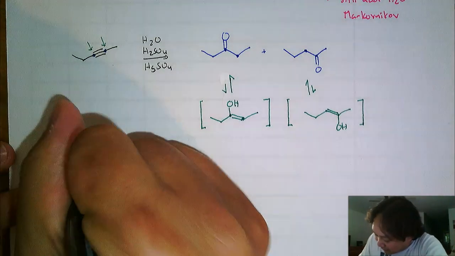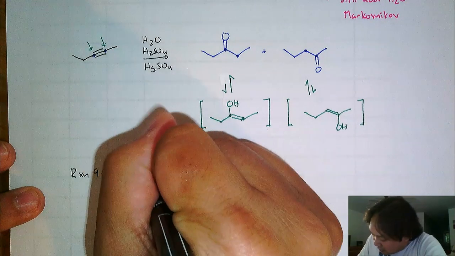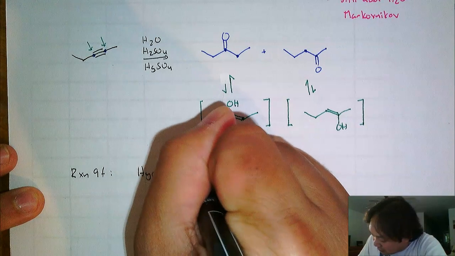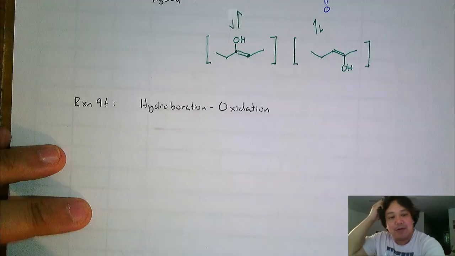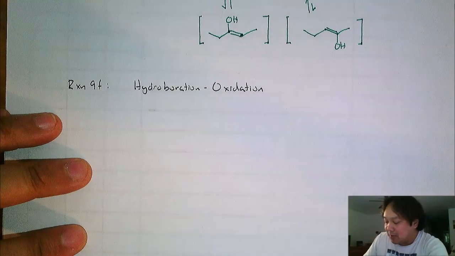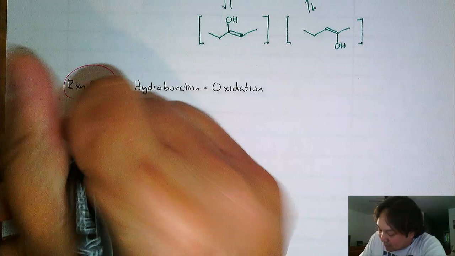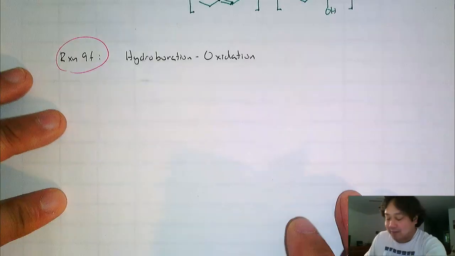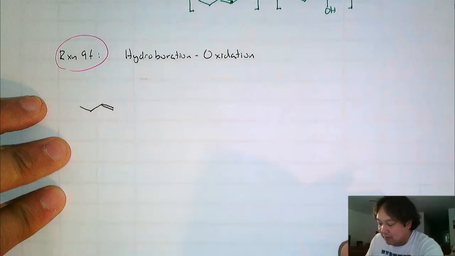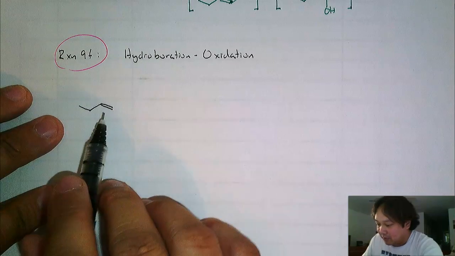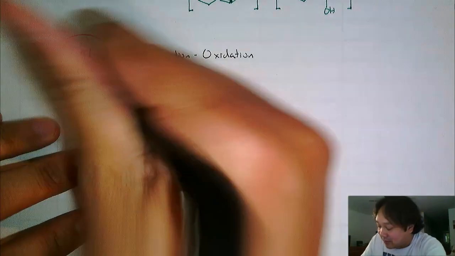Let's take a look at the opposite effect, and that's reaction 9F, hydroboration oxidation. Do you remember those reagents? That was BH3. Let's remind ourselves about the alkene version. 1, 2, 3, 4, 1, 2, 3, 4. I'm just counting my carbons to make sure. Okay, for the alkene, this is review.